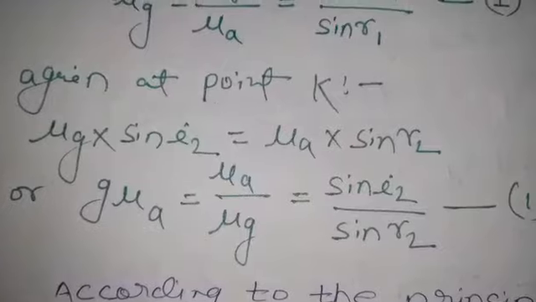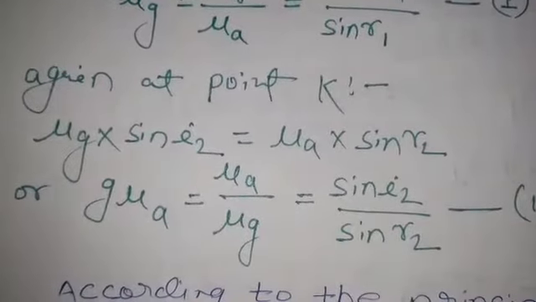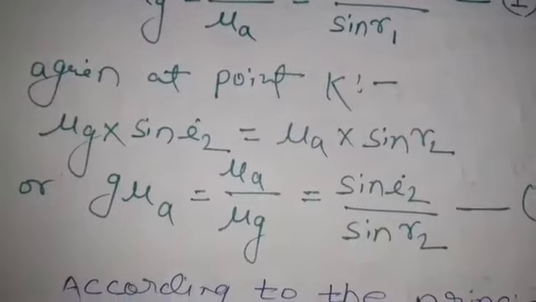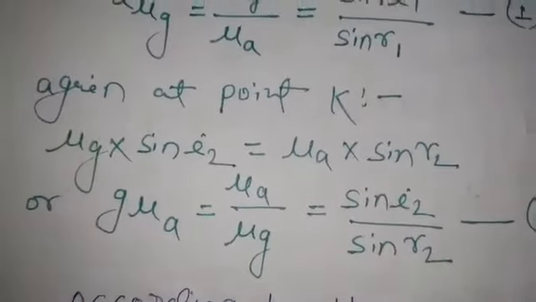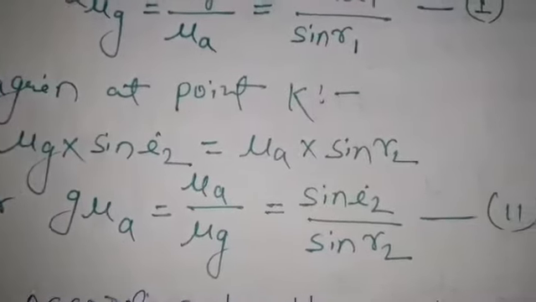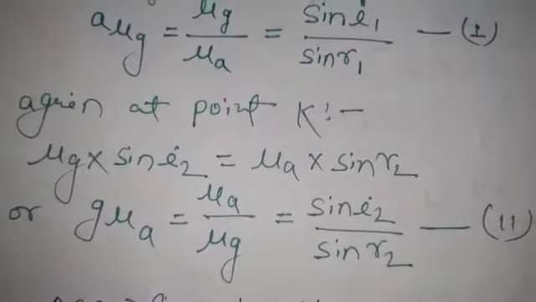Again at point K, mu g into sin I2 equals mu a into sin R2, or the relative refractive index g mu a equals mu a upon mu g equals sin I2 upon sin R2. This will be your equation number 2.